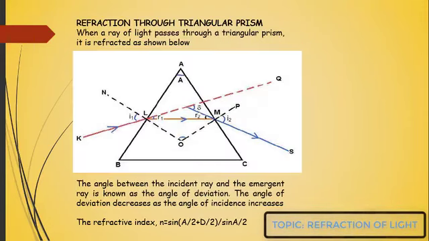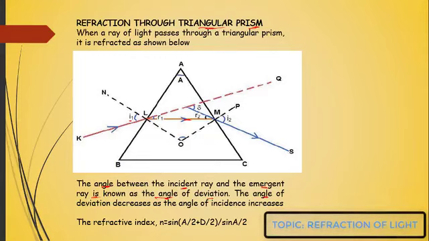Now this is a diagram of the refraction through a triangular prism. We have a rectangular prism, also known as a rectangular glass block, and then we have a triangular prism as well. So this is what a typical experiment of a triangular prism would look like. One thing we have to point out here is that the angle between the incident ray and the emergent ray is known as the angle of deviation.